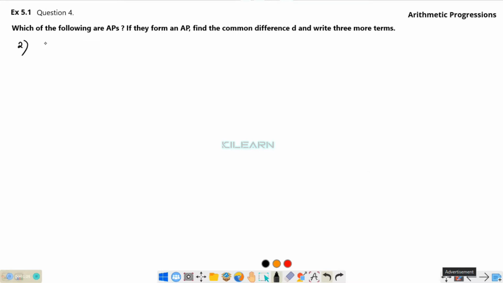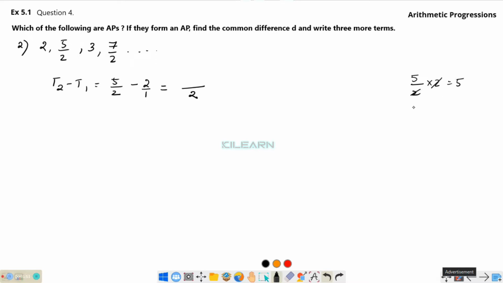Second question, 2, 5 by 2, 3, 7 by 2, ... Again, to find the difference, we take T2 minus T1, that is 5 by 2 minus 2. As this is a fraction, the LCM will be 2. So when I solve the first value with the LCM, I get 5, and the second value with the LCM, 1 twos are 4. We get 5 minus 4 is equal to 1 by 2.